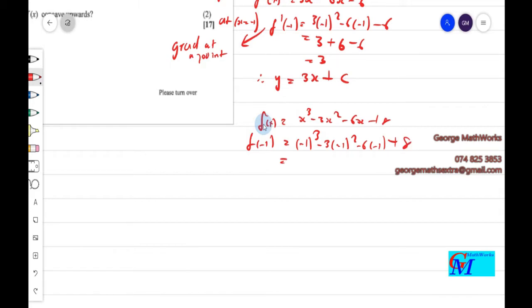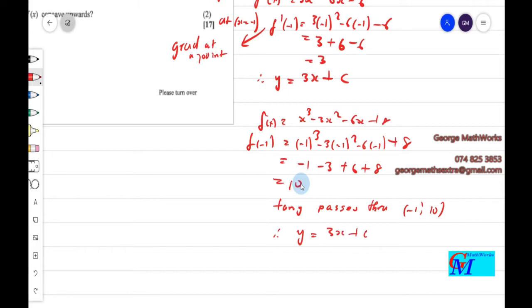That's (-1) cubed minus 3 times (-1) squared minus 6 times (-1), then plus 8. Now if we simplify this, this one is -1, and this one will give me -3, this one will give me +6, this one will give me +8. So at this point we have -4 plus 6, that's 2, plus 8, that's 10. So I'll get 10 at this point. So the tangent passes through the point (-1, 10).